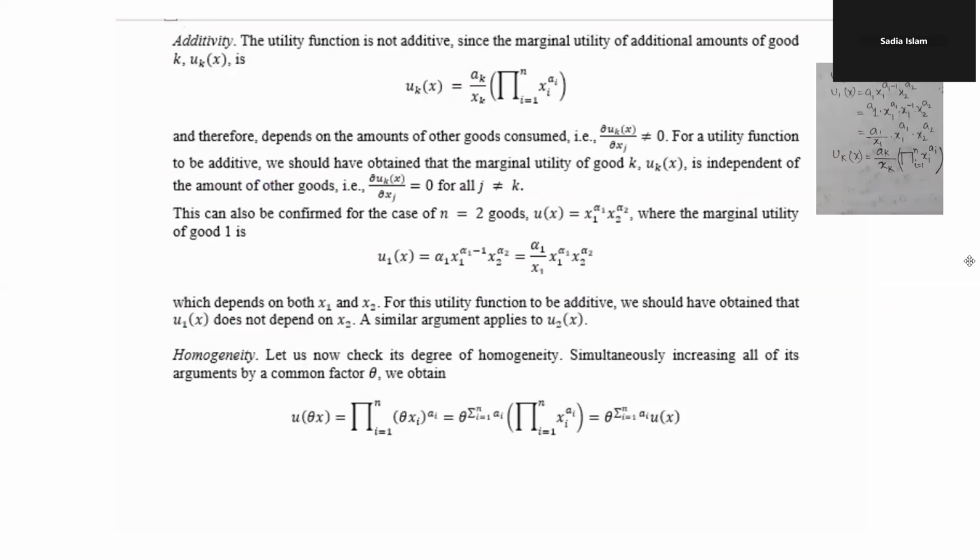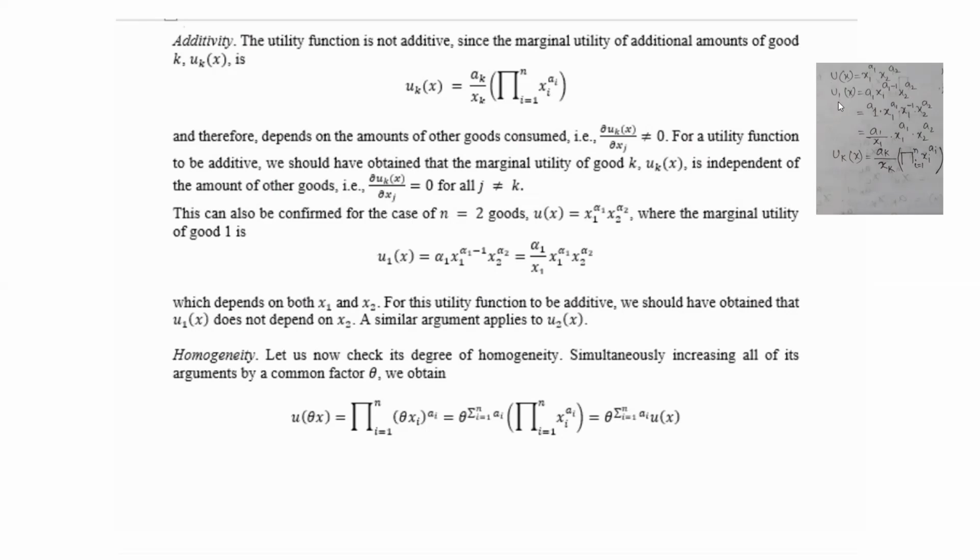So if we take x1 and x2 commodity, we will first calculate the marginal utility of good 1. And marginal utility of good 1 is a1 divided by x1 into x1 to the power a1 into x2 to the power a2. And if we substitute k with 1, then we will get ak divided by xk into capital pi xi to the power ai. And we get this capital pi from here.